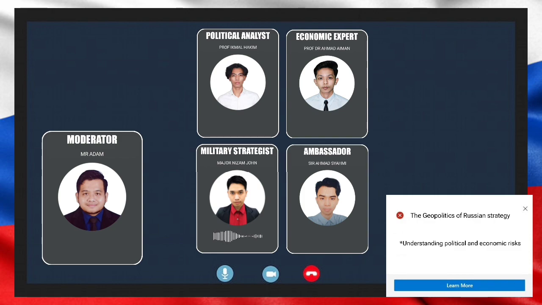Stratagem is a key chess piece in Russia's play, with military engagement serving as both a show of strength and geopolitical risk. Russia fosters a sphere of influence through military interventions, as seen in Georgia, Ukraine, and Syria.